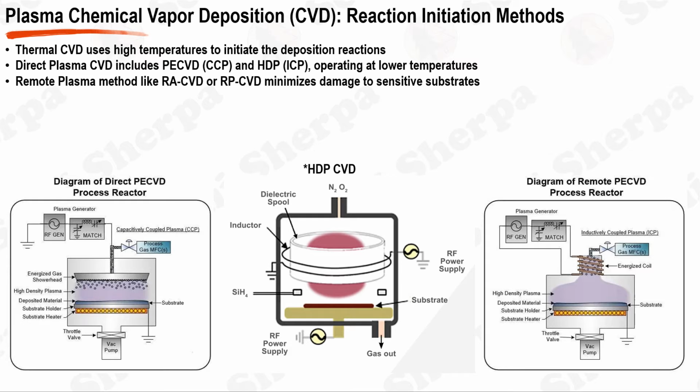Each of these methods, thermal CVD, direct plasma CVD, and remote plasma CVD, offers unique advantages and potential drawbacks, making each more or less suited to specific applications, materials, and device requirements. The choice between these methods requires a careful understanding of their characteristics and the desired outcome for the deposition process.